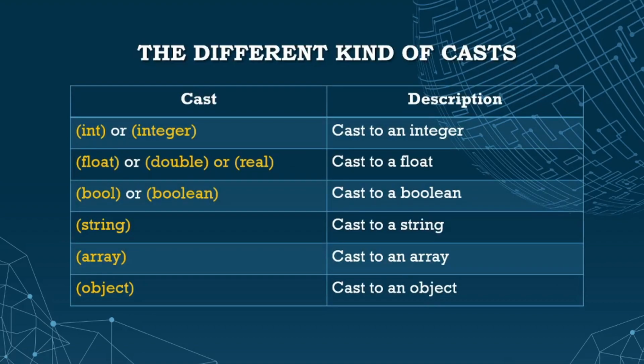So there are different kinds of cast. So if you want to cast a particular value to integer, ito po yung available na casting natin, yung int at saka yung integer. So it is yung open, close parenthesis, that is part of the casting. Okay? Then we have casting it to float. So we have this value, mga available cast. Then we also have casting it to boolean, yung bool at saka boolean. Casting it to string, we have the string. Casting it to array, we have this one, array. And then casting it to object, we also have the object. Okay?